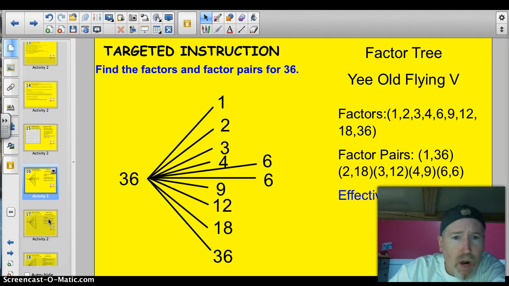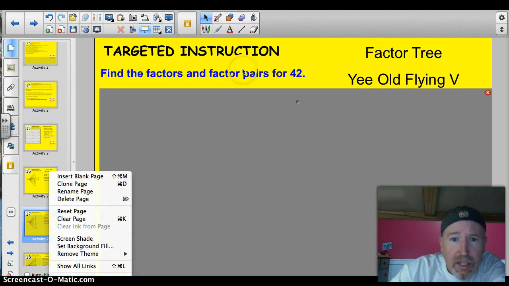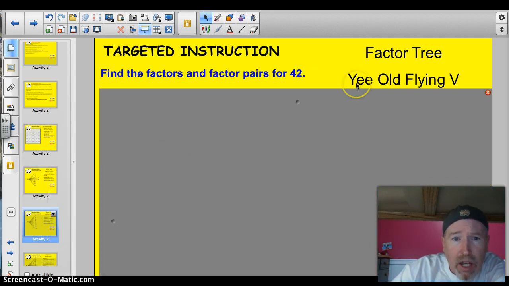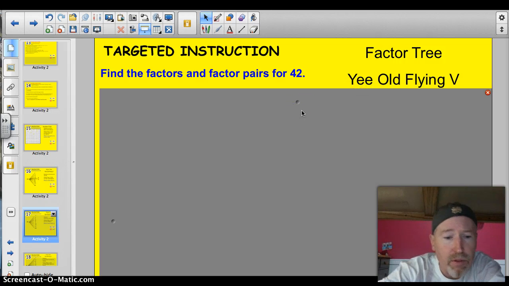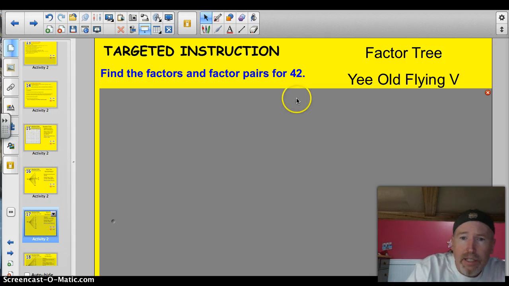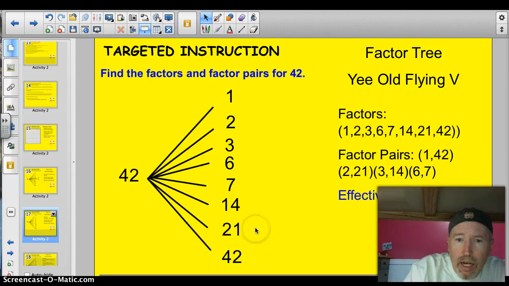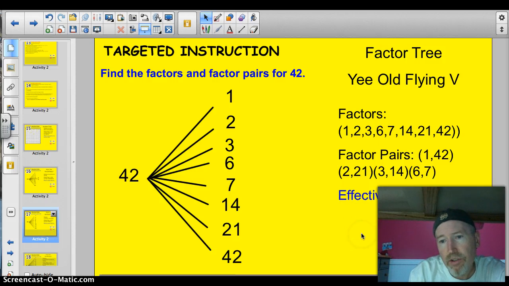All right, I'm going to have you try a couple of flying V's here. See if you can find the factors and the factor pairs for 42. Go ahead and pause it and do it for me. Okay, I'm back. Let's see how you did. I had 1 and 42, 2 and 21, 3 and 14, and 6 and 7. With my answers over here, I'll pause for a second, let you look at those, make sure you got them right.